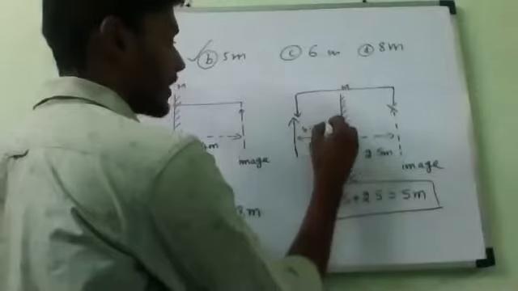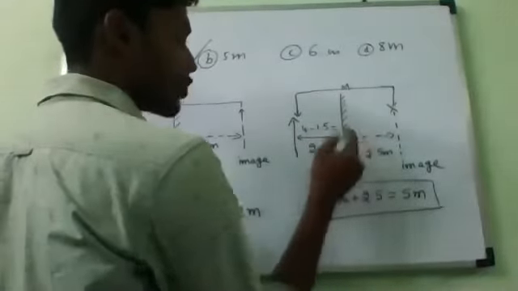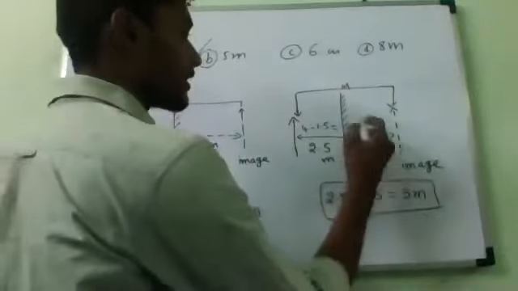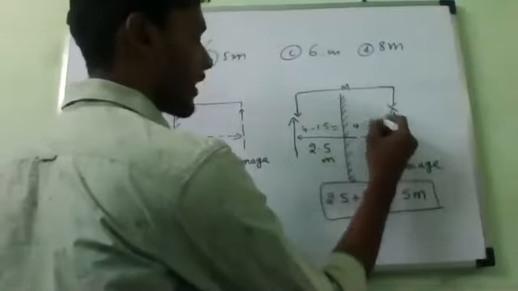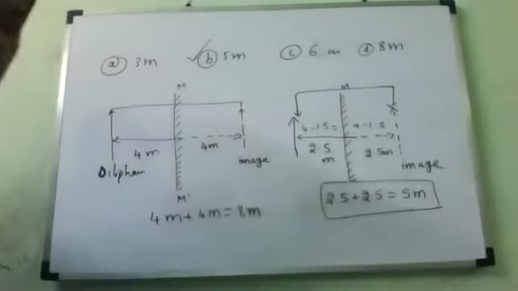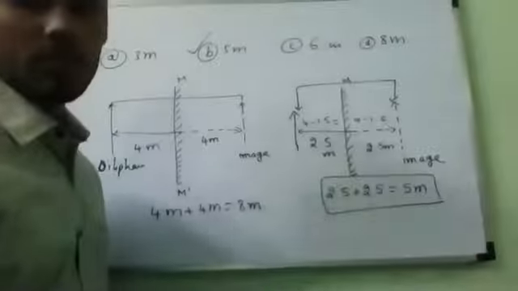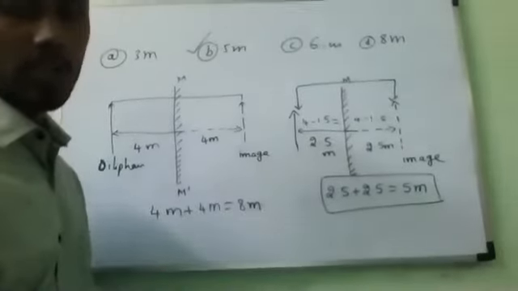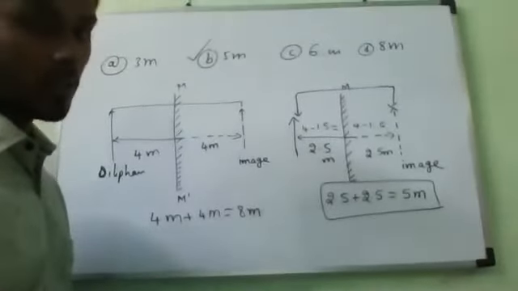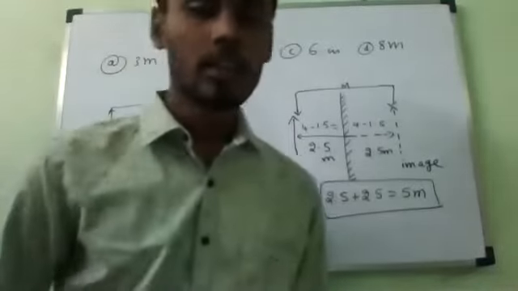4 minus 1.5 meters forward, which means 2.5 only. So the image also will come 4 minus 1.5, which comes to 2.5 meters. Understand? Yes, sir. Okay, all of you, do it now. Next question.